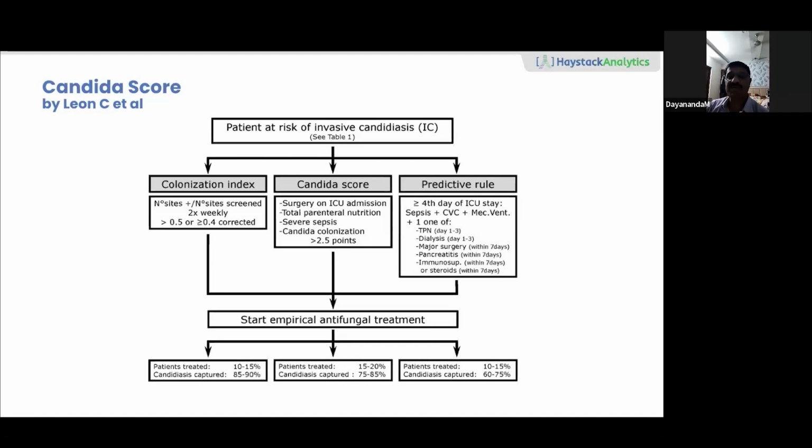You can use these predictive scores and start empirical antifungal treatment even before the patient develops any symptoms of a fungal infection. The predictive rule is: somebody who is in the ICU for more than 4 days, who is septic, has a central line, or is on mechanical ventilation, plus one of these factors: TPN, dialysis, major surgery within 7 days, pancreatitis, or immunosuppressants or steroids. These are the high-risk candidates for a fungal infection in whom we can empirically start antifungal therapy.